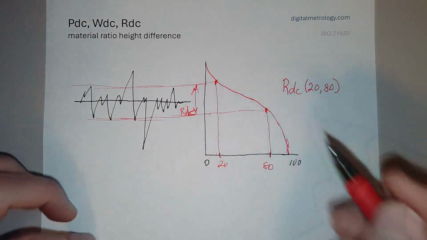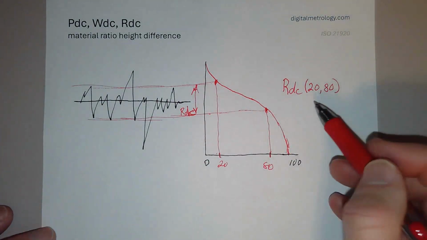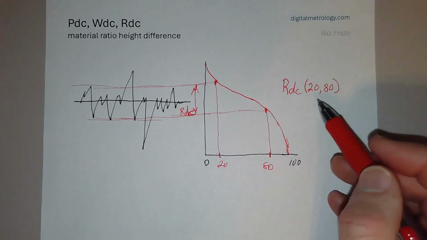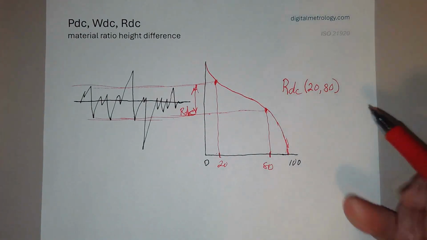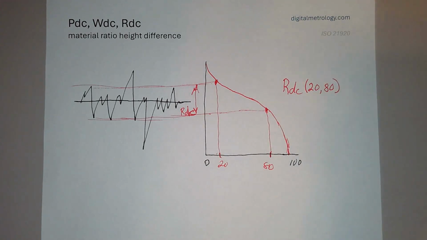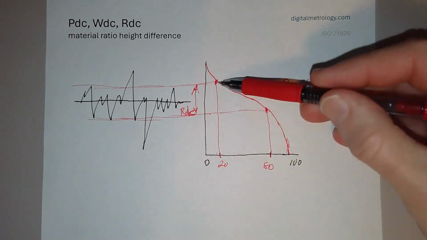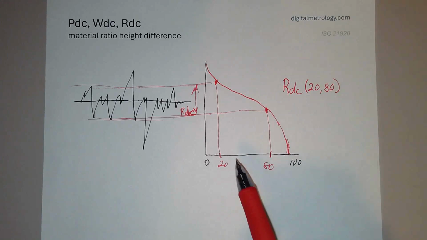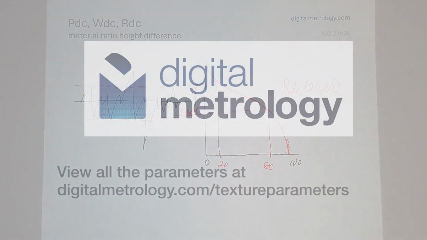value. Now we can stack these up. On a drawing, we can have an RDC of 5 to 20 and 20 to 80 and 80 to 90. We can have many of these, but RDC is the height of the surface between two specified material ratios.